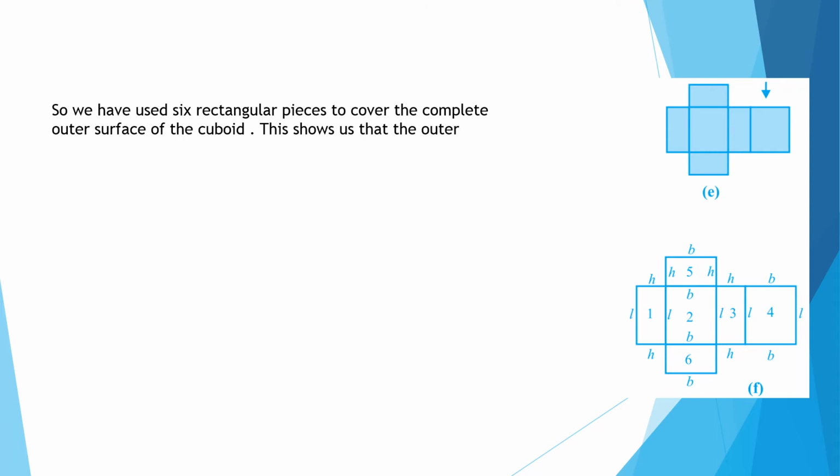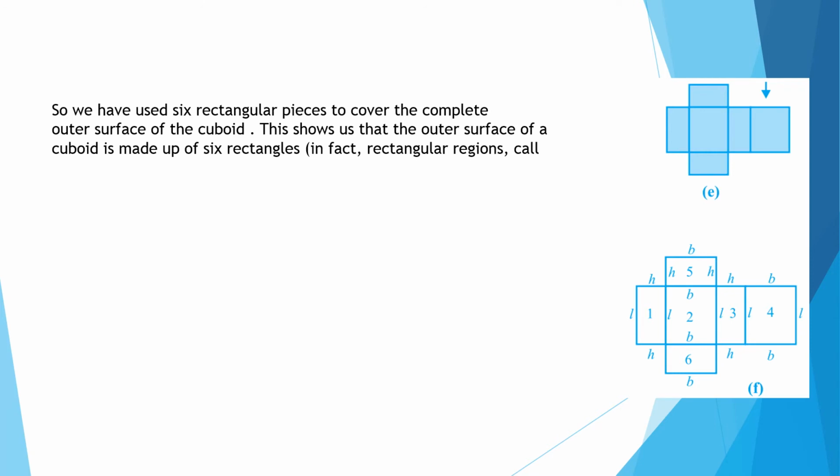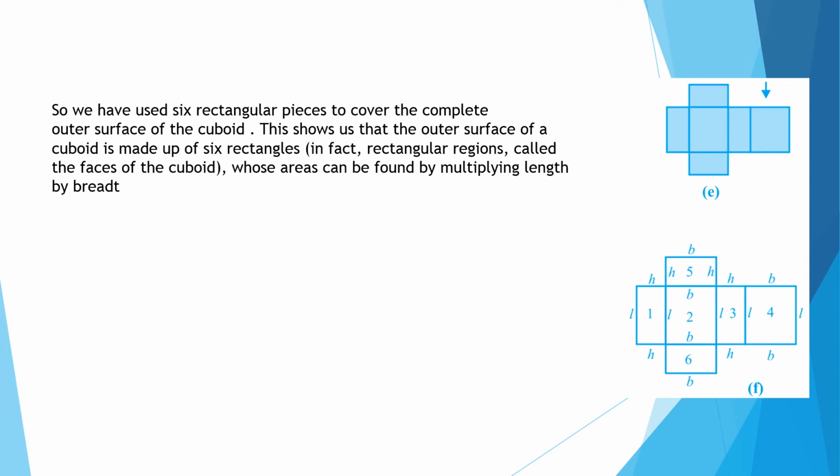This shows that the outer surface of a cuboid is made up of 6 rectangles, in fact rectangular regions, which are called the faces of the cuboid. These are all the faces of the cuboid, whose area can be found by multiplying length by breadth for each of them separately.